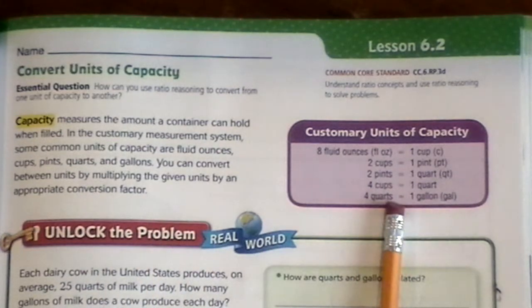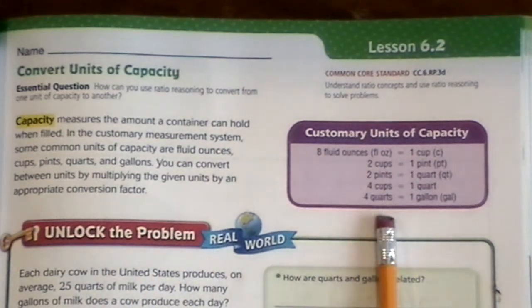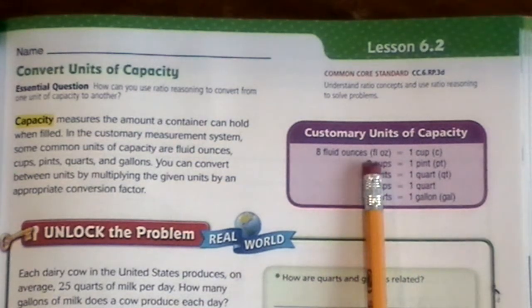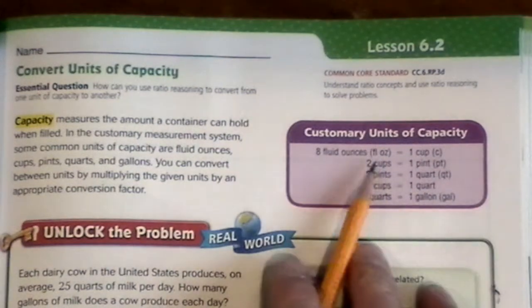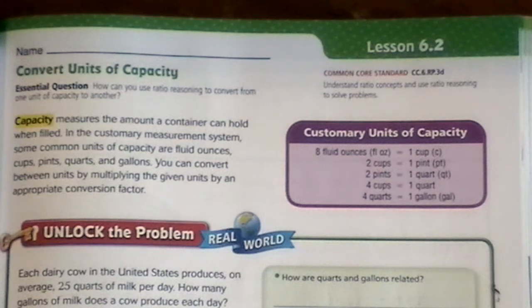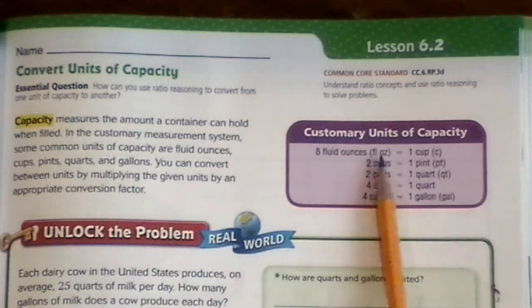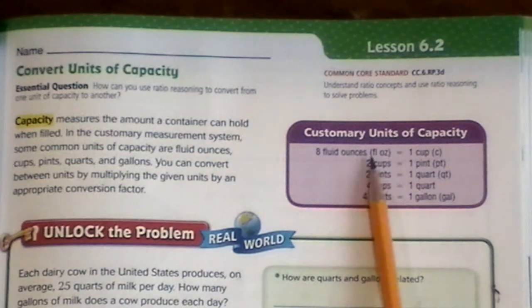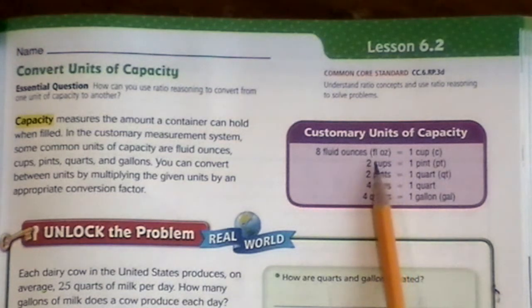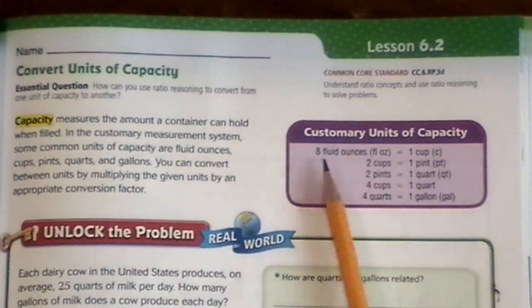And if we look over here on page 223, they have all of the conversion rates listed for us. 8 fluid ounces, and the abbreviation for that is FLOZ, which is different from weight, customary units of mass, where we would say just ounces. So that can get a little bit confusing. When we talk about liquids, we're talking about fluid ounces. When we're talking about the mass of something, how much something weighs, then we're talking about just ounces. But anyway, when we're talking about capacity, we talk about fluid ounces.